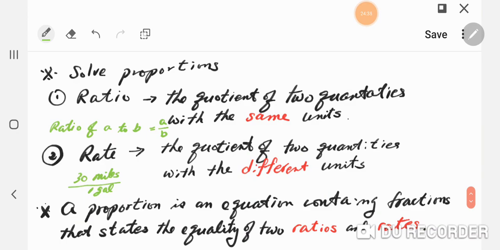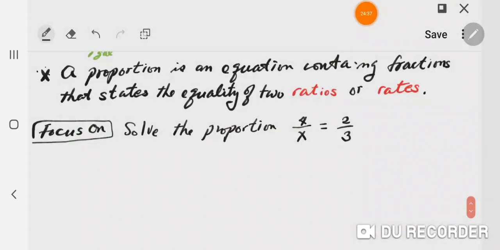Okay, let's try some examples. For this focus question, solve the proportion. We have an equation, and each side of the equation is just one single fraction. So there are two fractions, and this equation comes from a ratio or a rate. A ratio or rate is a quotient, one fraction. So we got an equation from a ratio or rate. Let's solve this equation.